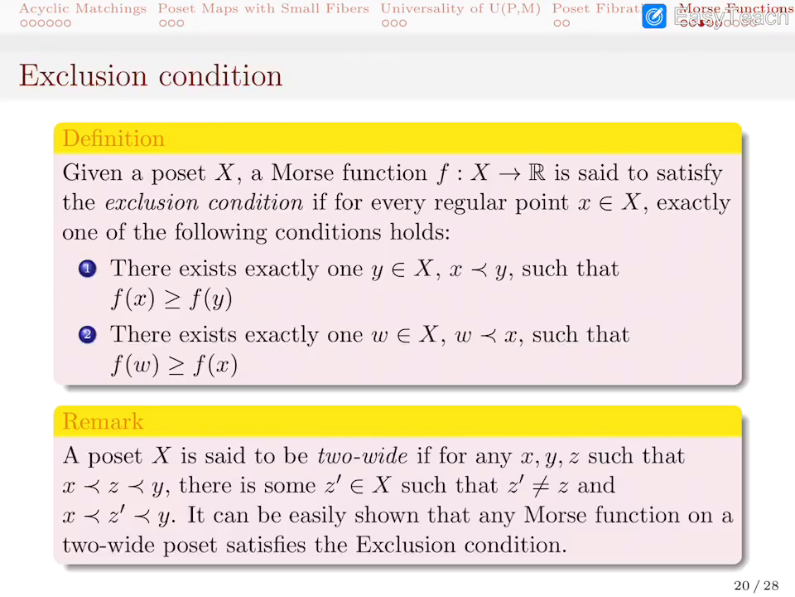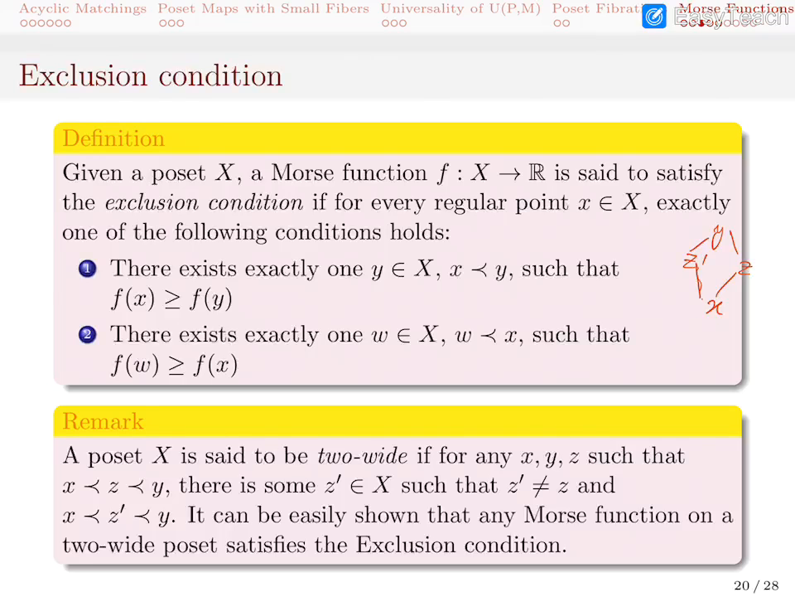And now a remark, which is that a poset is said to be two-wide if for any x, y and z such that z covers x and y covers z, that is, z is an immediate successor of x and y an immediate successor of z, there is some z prime. Diagrammatically I think it is better. If you have x, z and y, then you have another route here, z prime, to y. So that is what I mean by a two-wide poset, and it can be shown easily that any Morse function on a two-wide poset satisfies the exclusion condition.